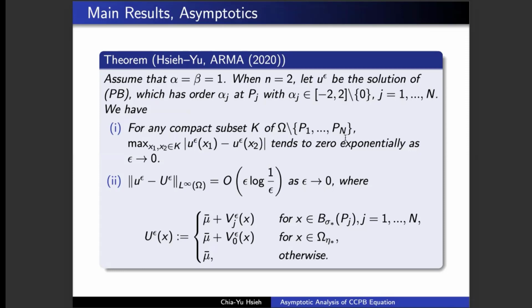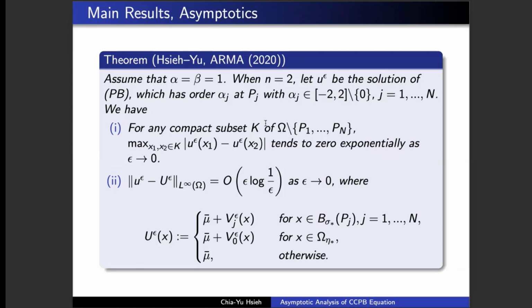For the 2D case, if U is a solution to this problem with singularity of order alpha j at each pj, then the first result tells us that for any compact subset K of the punctured domain omega with P1 to Pn excluded, the difference of any two points will tend to 0 exponentially as epsilon tends to 0. This is a parallel result to the case without the isolated singularity.